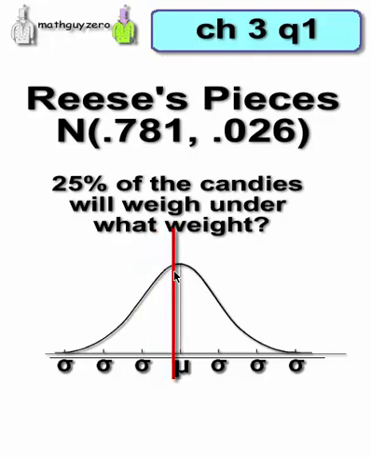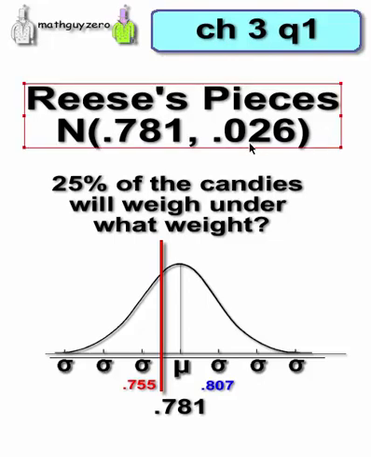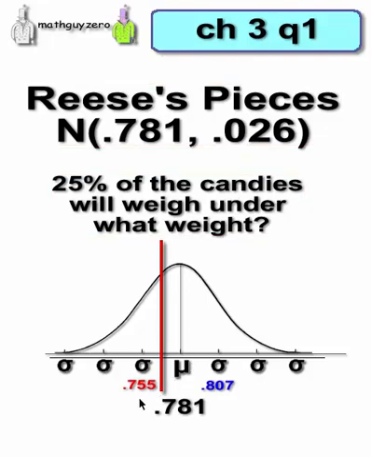So it's going to be somewhere between these two ranges right here, between mean minus one standard deviation and the mean. So somewhere right in there. Now let's go ahead and give real values to the mean. According to the data up there, it's a normal distribution. The mean is 0.781, and then the standard deviation is 0.026. So the real values are, it's going to be between 0.755 grams and 0.781 grams.